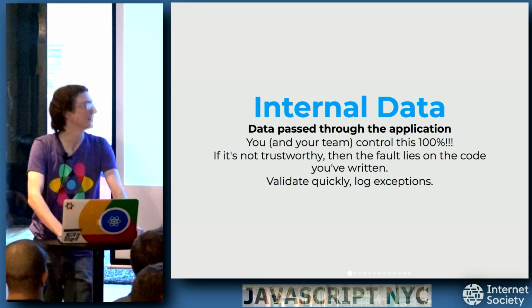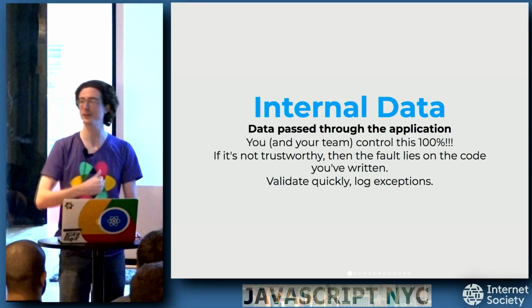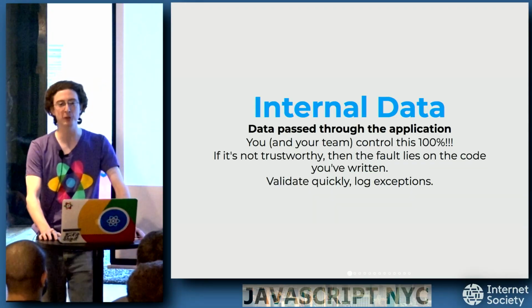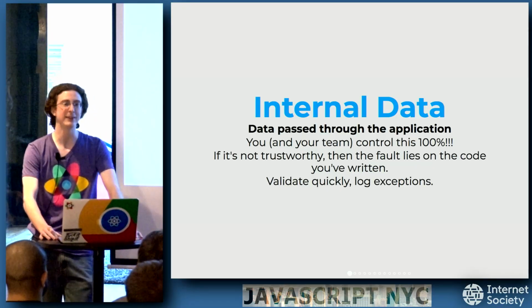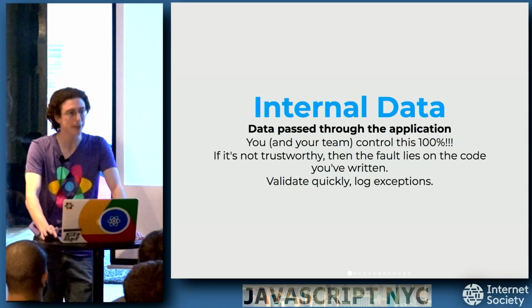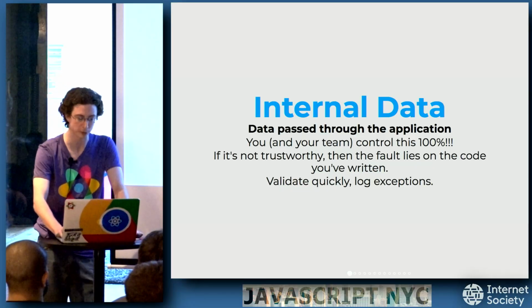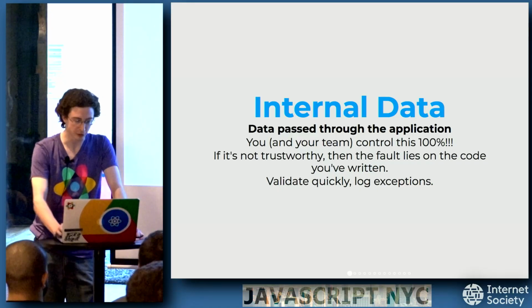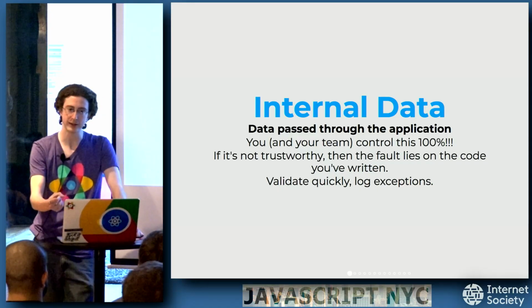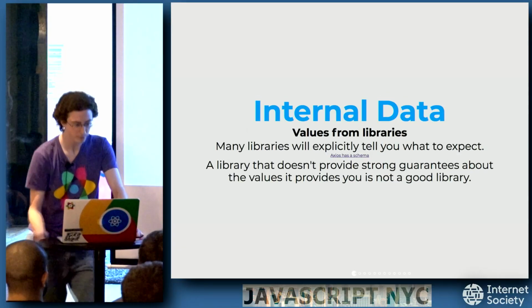With internal data, that's all you. If you don't trust it, you're not trusting yourself. You're not trusting your coworkers. Like if you can't trust the data that's being passed as an argument or as a prop in React, then that's a big problem. That's a code problem. You should be fixing that. So if it's not trustworthy, then you need to validate it quickly, and you need to log any exceptions that happen so that you can find it faster.